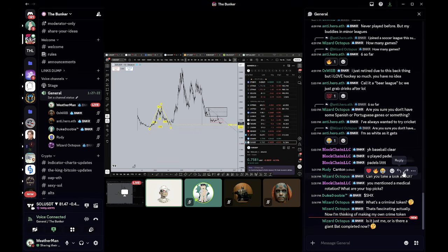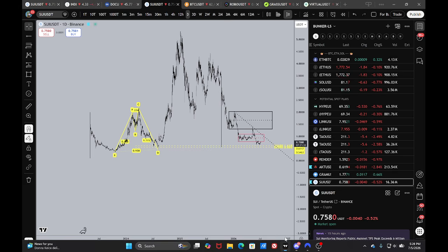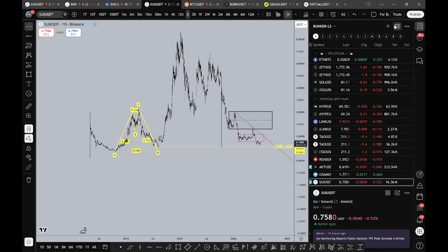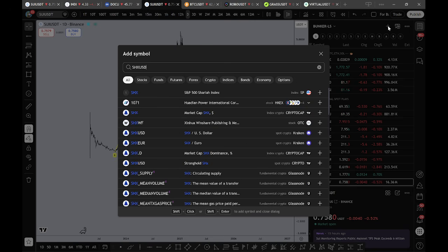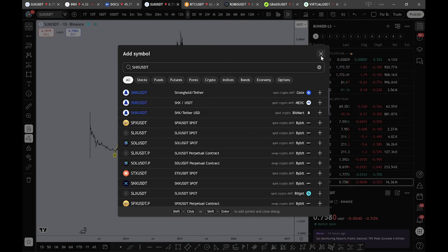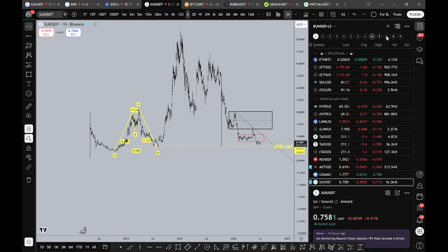But yeah, there's no bat on SUI, bro. SHX, that is Stronghold token, right? Let's take a look. It's not going to be under LS, I'm pretty sure, but I believe it's on the master list. One sec.